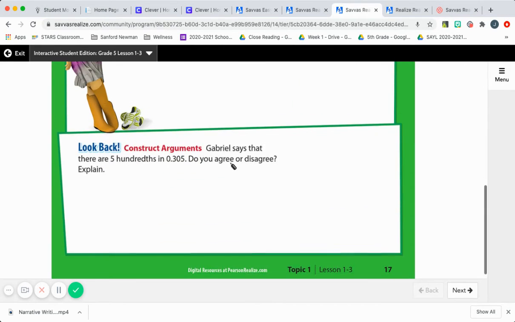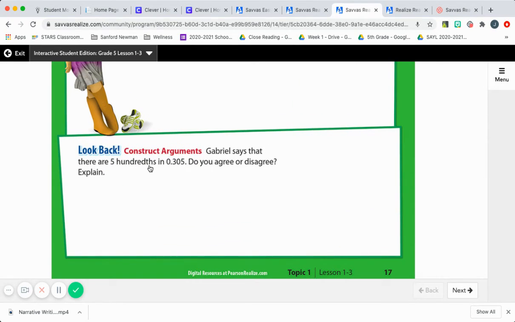This is much faster. Gabriel says that there are 5 hundredths in 305 thousandths. Well, these are all your points. The first one is going to be tenths, hundredths, thousandths. Where's the 5? 5 is here. So for it to be 5 hundredths, the 5 would have to be here.